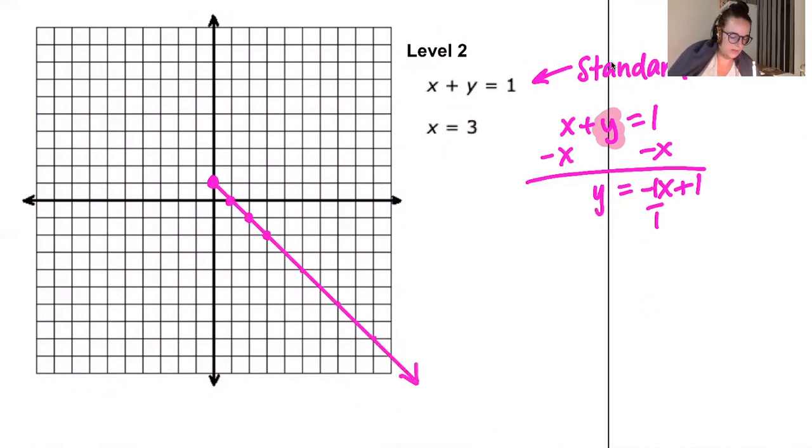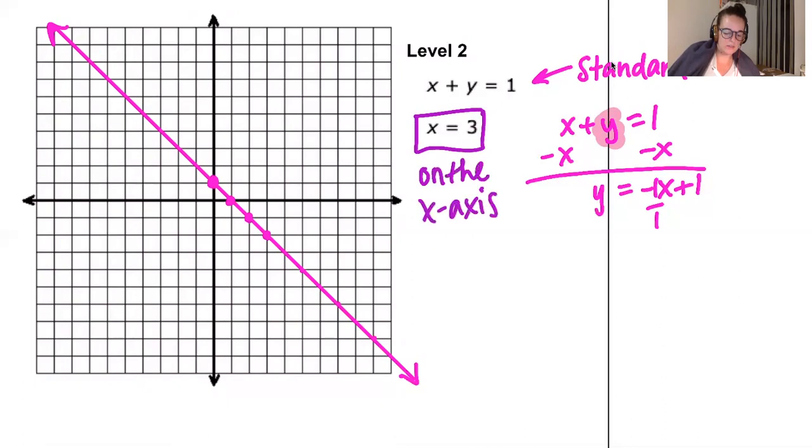So plot that way, this way as well, just like this. And then for my second one, I have x equals 3. Remember that I'm going to go on the x-axis to positive 3. And then this would be a straight line up and down, just like that.